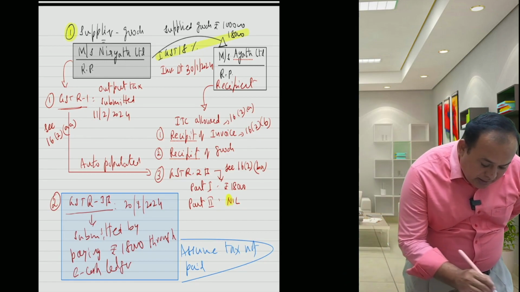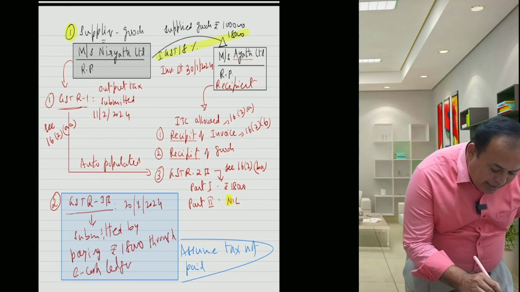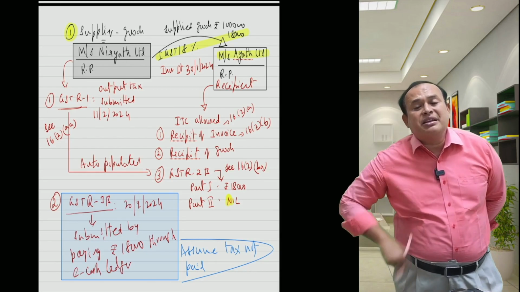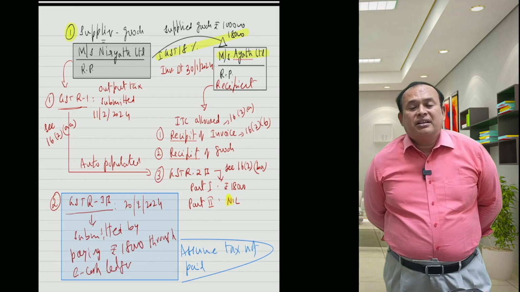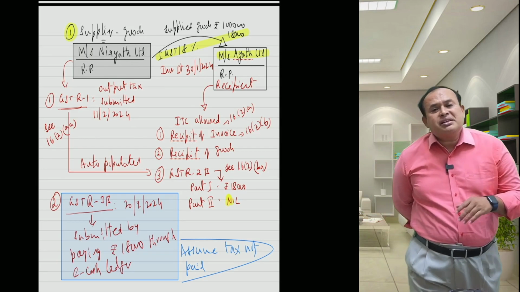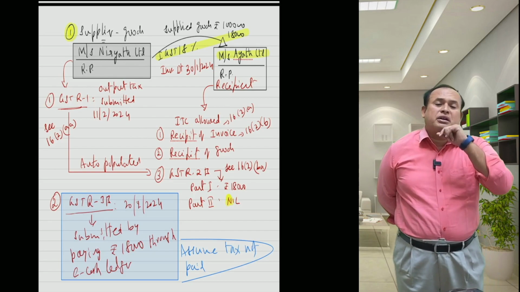Then the Ayat fellow, the recipient, cannot avail the input tax credit. He should reverse the credit. When should we reverse the credit? In the month of January 2024, when the credit was availed.